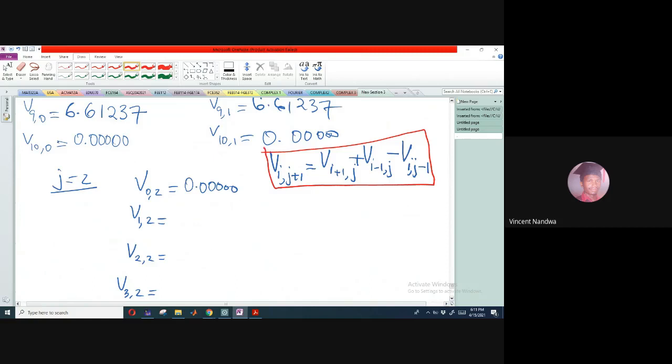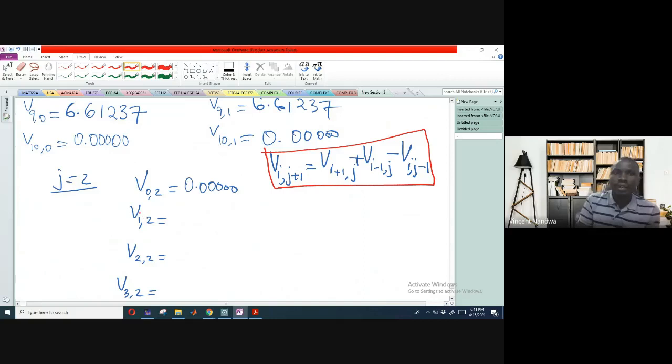So what does it mean? Remember at this point, j is 2. So for me to define v1,2, remember this is the stem of the formula, it means that i equals 1 and j plus 1 equals 2, which tells you that the value of j is the same as 2 minus 1.